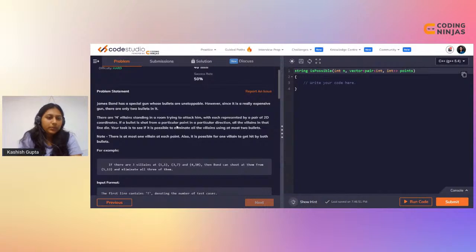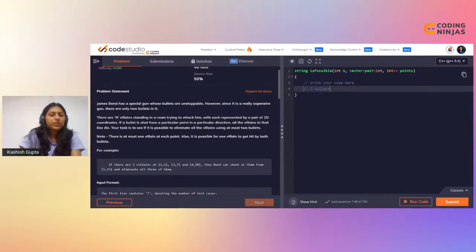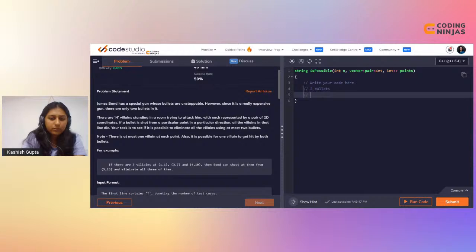Bond villains. James Bond has a special gun whose bullets are unstoppable. However, since it's a really expensive gun, there are only two bullets in it. So we have two bullets. There are n villains standing in a room to attack him, with each represented by a pair of 2D coordinates. Okay, so it was a 2D array of size n, and each part will be x and y.